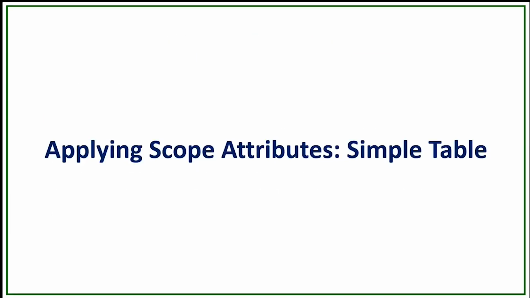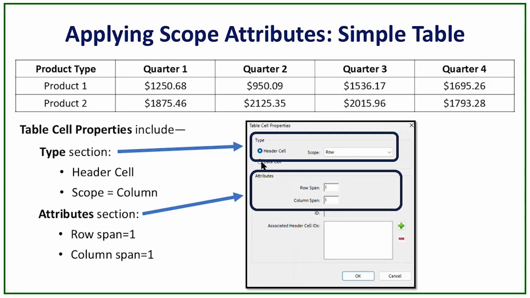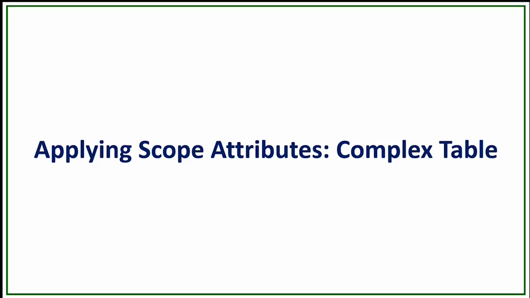Applying scope attributes. Simple table. The simple table example headers are in the first row. Table cell properties include type section, header cell, scope equals column, attribute section, row span equals 1, column span equals 1. Note, to select multiple cells at the same time, use Shift plus click. Now let's dive into more complex tables.